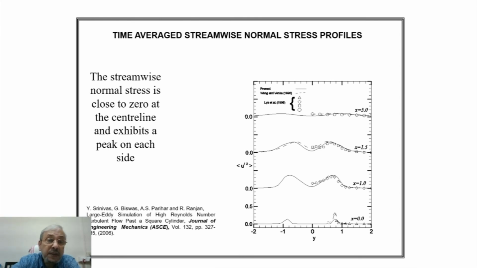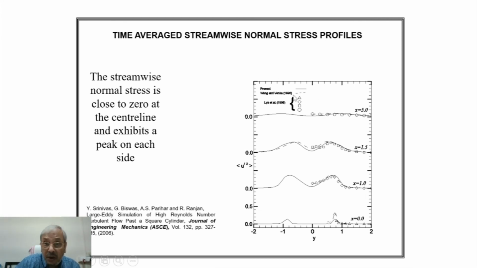The streamwise normal stresses close to zero at the central line and exhibits a peak on each side. So this is behind the square cylinder, and x is different location. This is just behind the square cylinder. x is 0. A further distance away, x is 1, x equal to 1.5, x equal to 5.0, and y distribution. That means this is depth average distribution in the cross normal direction of the normal stress. And then we compared it with the very carefully done experiments of Lin and Rodi and very carefully done LES study of Wang and Vanka.